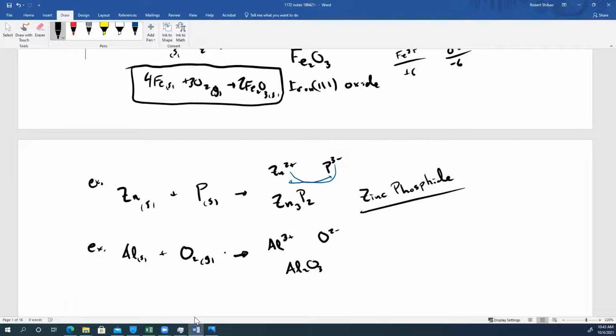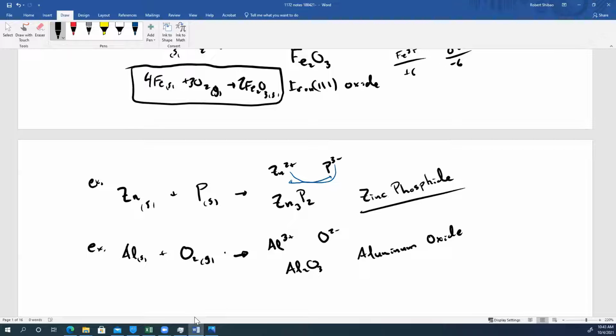Yeah, that's correct. Actually, you're right. I didn't balance the last one. Aluminum, its fixed charge, so we don't need a Roman numeral, and we'll just call it aluminum oxide, like that.